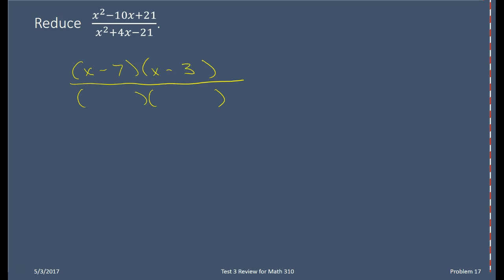In the denominator, we need to add to a positive number, but multiply to a negative number. So we know that the largest is going to be positive. So here we have x plus 7 times x minus 3. And you can FOIL it to make sure I factored it right. But now our x minus 3's cancel, and our final answer is x minus 7 over x plus 7.